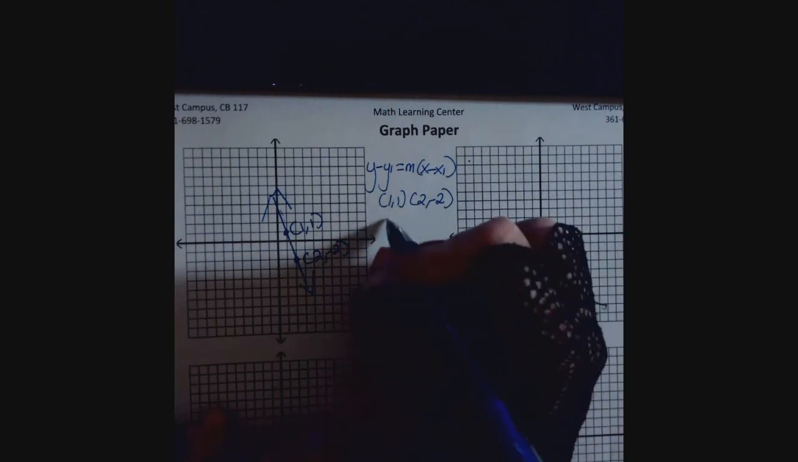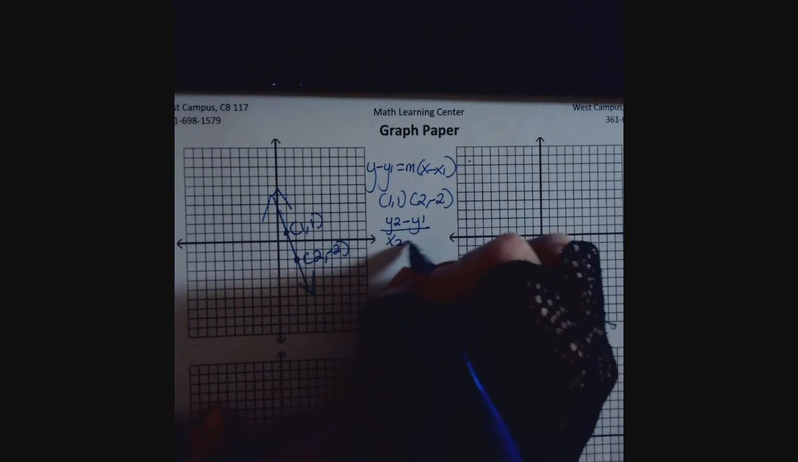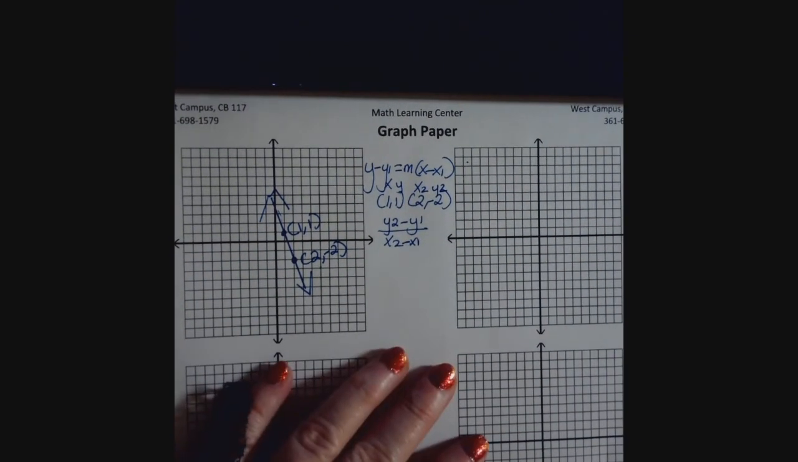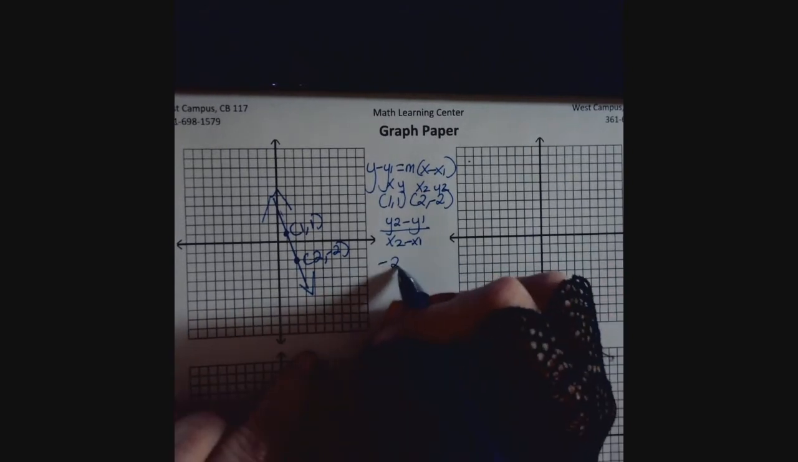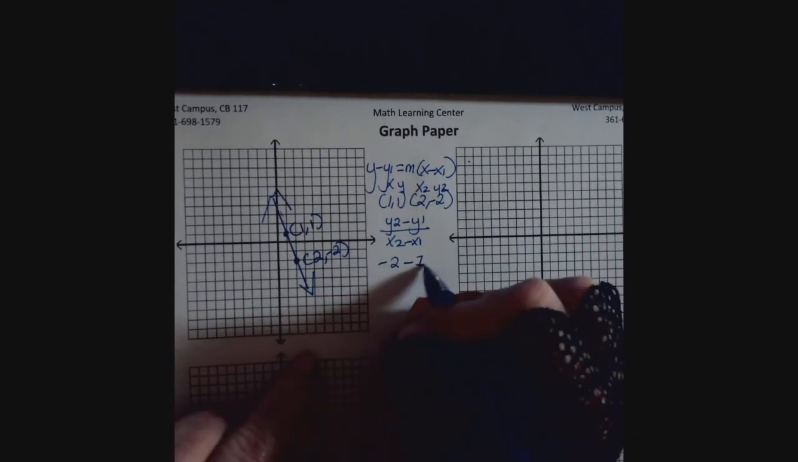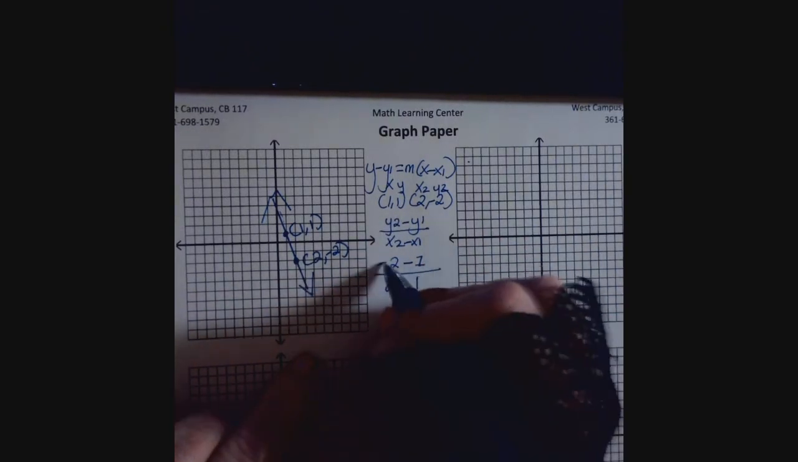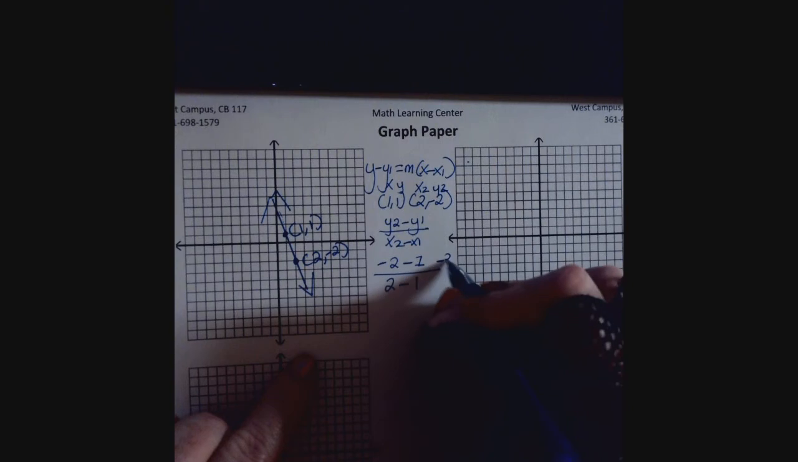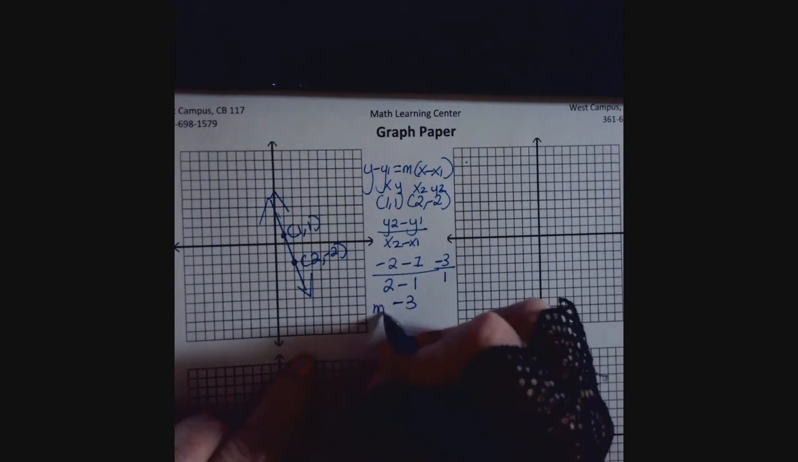So change in y, so y2 minus y1 over the change in x. So mark your points, x and y, then second x, second y. So negative 2 minus 1 over 2 minus 1. So negative 2 minus 1 is negative 3, and 2 minus 1 is 1. So we know the slope is negative 3.